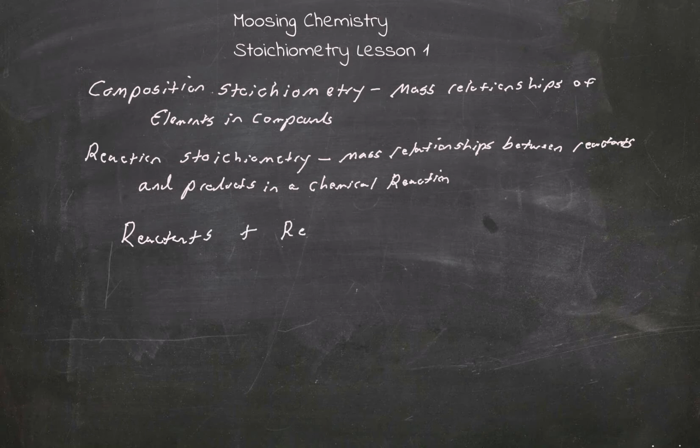reactants plus reactants yield products plus products. So in reaction stoichiometry, we're going to figure out the mass relationship between one particular reactant and a product, or another reactant and another product. There's a whole bunch of ways we can look at this, but the best way is to just do it. So let's go ahead and erase this out of our way.